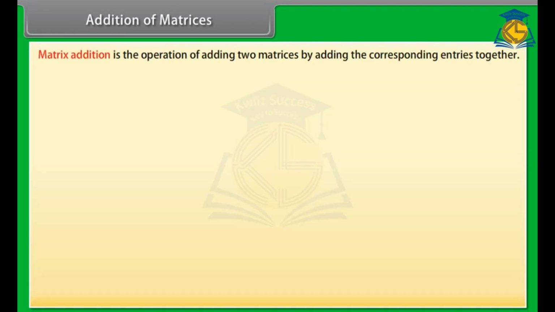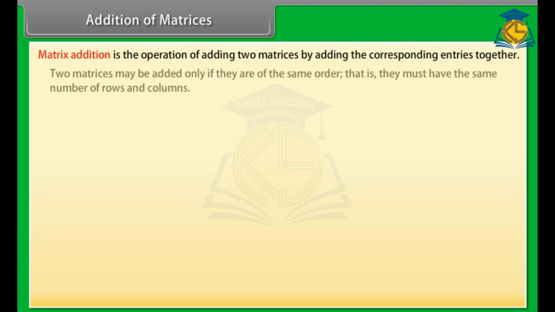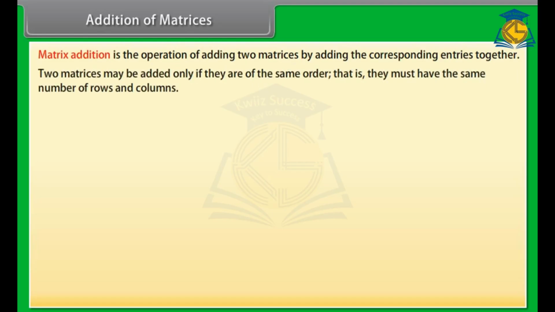Addition of matrices. Matrix addition is the operation of adding two matrices by adding the corresponding entries together. Two matrices may be added only if they are of the same order, that is, they must have the same number of rows and columns.